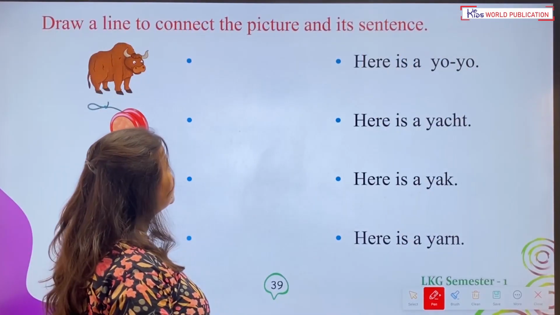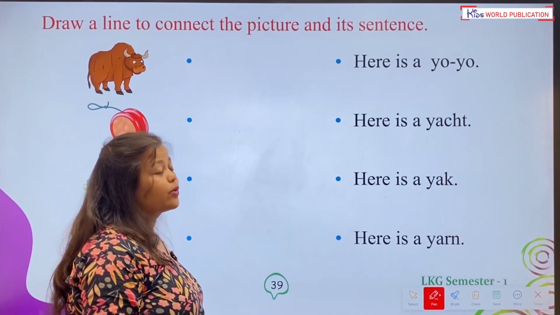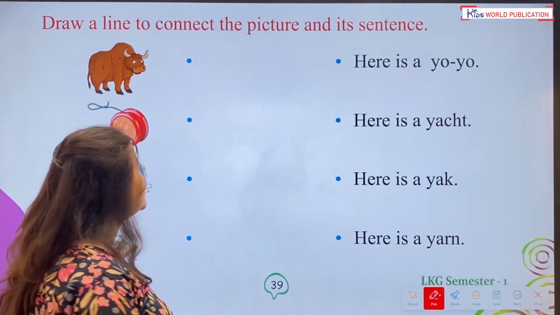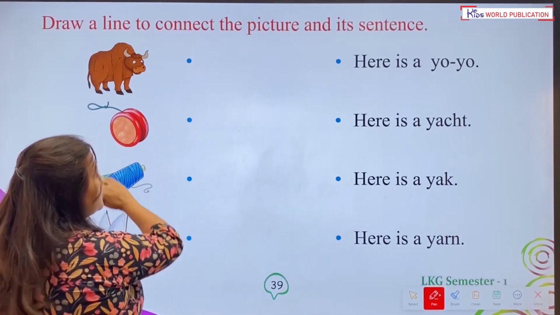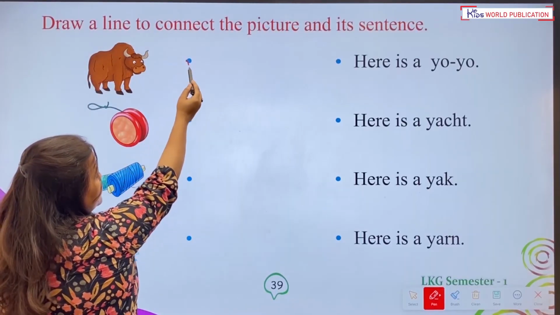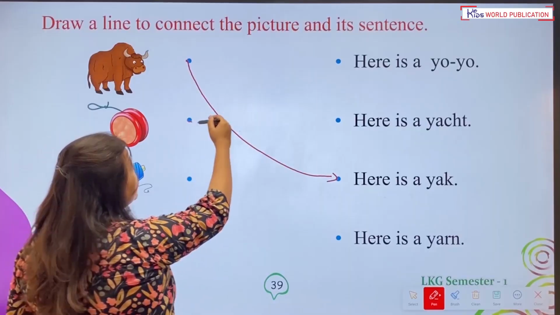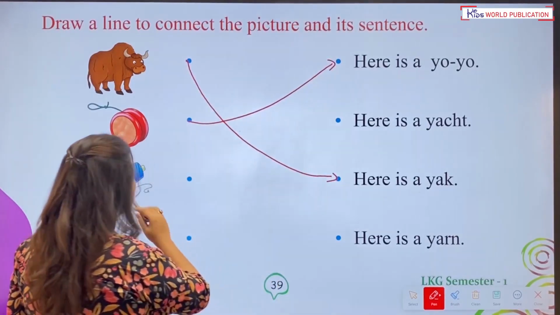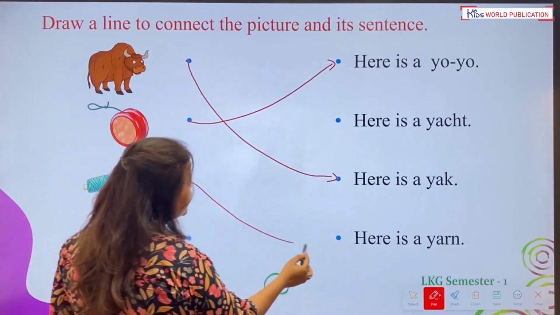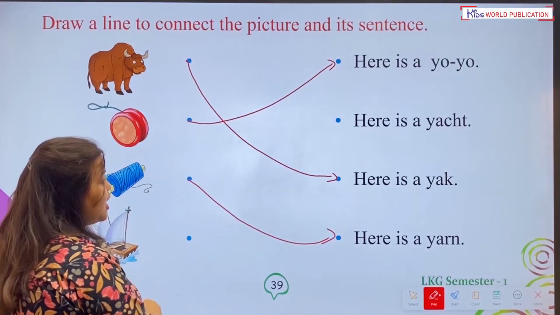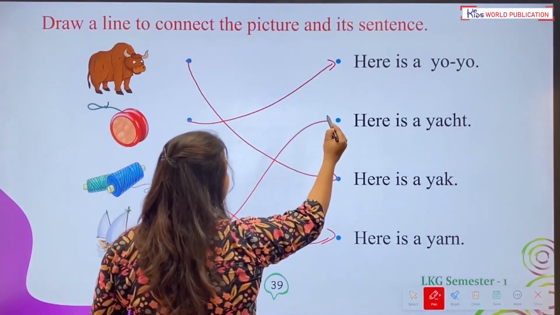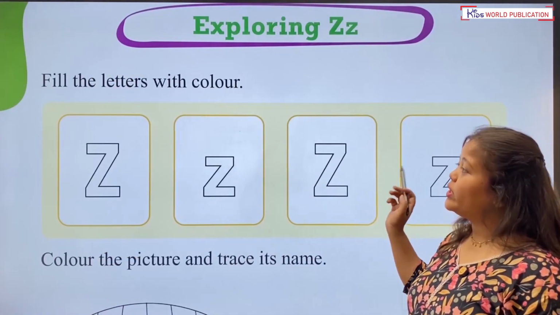Draw a line to connect the picture and its sentence. So kids, let's connect the picture to its relatable sentence. Yak. Here is a yak. Yo-yo. Here is a yo-yo. Yarn. Here is a yarn. Yacht. Here is a yacht.